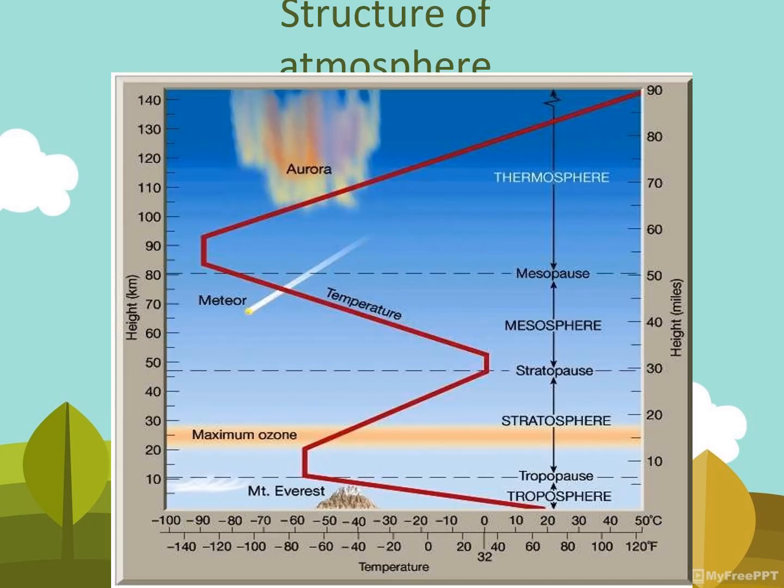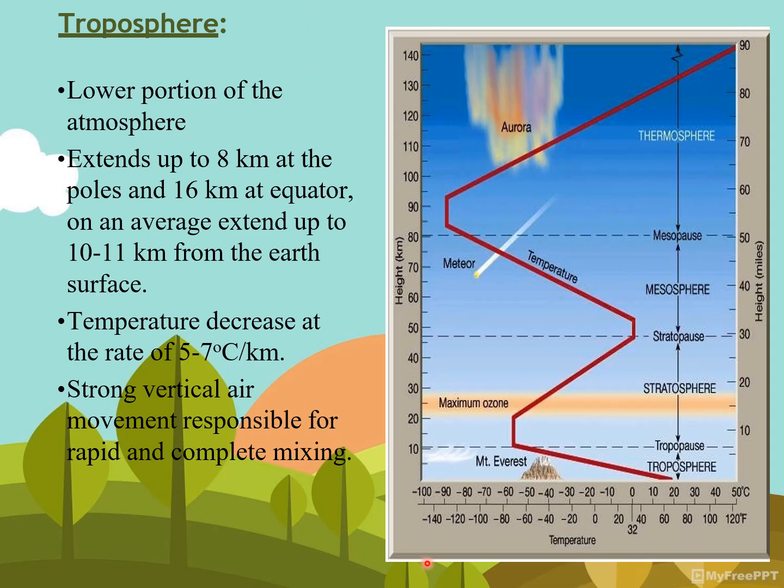Let us see in detail the structure of the atmosphere. It starts from the troposphere, then the stratosphere, with maximum ozone, and then the mesosphere, meteoroid, and then the thermosphere. The temperature is very high, around 1200 degrees centigrade in this region. Let us see one by one.